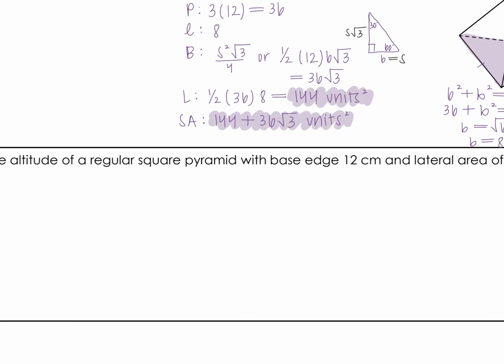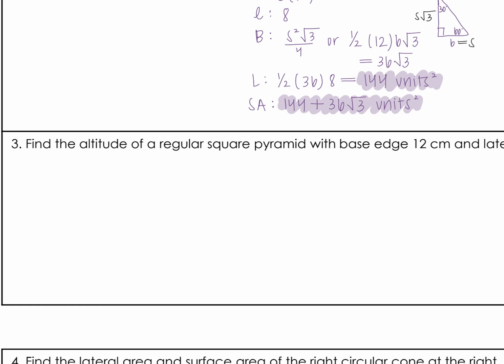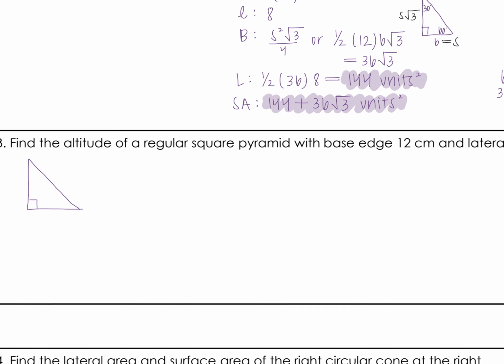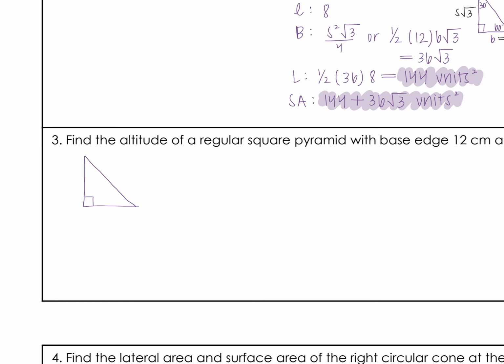All right, I am not great at drawing when it comes to 3D, so I'm not going to attempt to draw this, but since I am finding the altitude, I know that it's going to be perpendicular. It's going to create a right triangle. So I am going to start by drawing a right triangle. I'm looking for that altitude. And we have a base edge of 12 centimeters. Remember, that altitude should bisect your side, so I should only be using half of that base edge. And so I'm going to use 6 here instead.